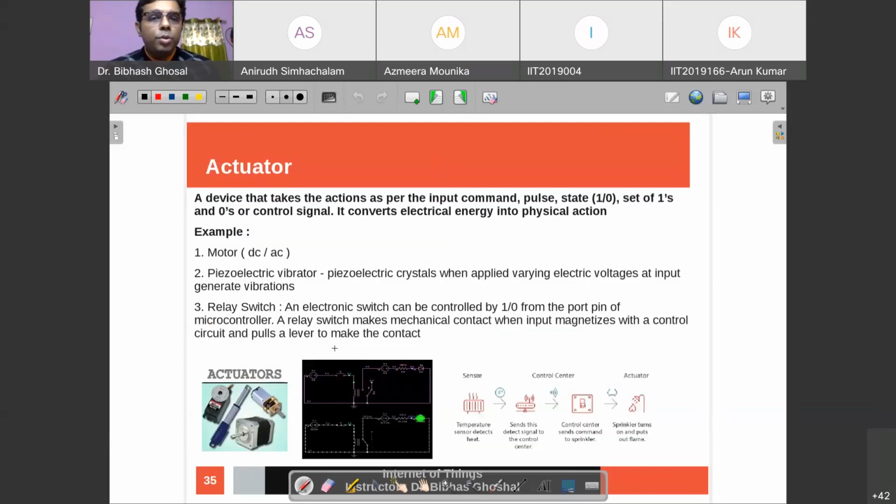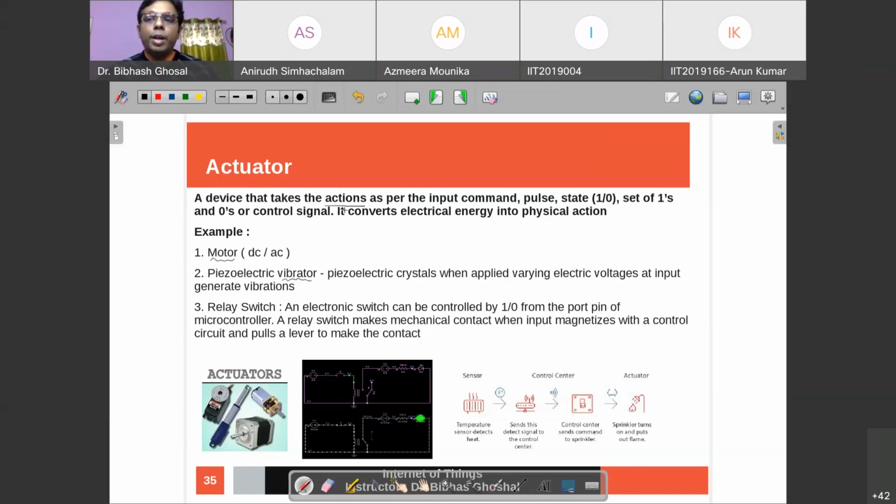Okay, then we come to the device, which is actually the one that will be controlled, and it's called an actuator. So our ultimate aim of an IoT system is to make some informed decision. And one of the informed decisions would be to control some physical device. Majority of the times, these physical devices are some kind of rotating devices like motors or vibrators. Okay, so we call them actuators. What are they? They are devices that take the actions.